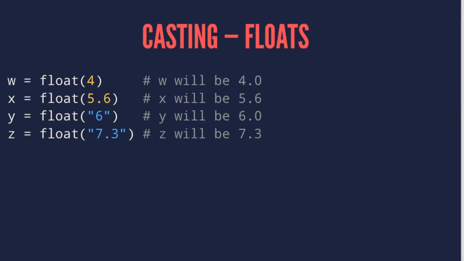We can also cast to floats. So if we go through these examples, we've got w equals float(4). Because it's an integer, but we want it to be a float, it'll change it to 4.0. Then we have x equals float(5.6). Because 5.6 is already a float, it'll keep it the same, so it'll just remain 5.6. Then we have y equals float("6"). So because it's a string and we're changing it to a float, it'll change to 6.0. And lastly, we have z equals float("7.3"), and that'll just change it to 7.3 as a float.